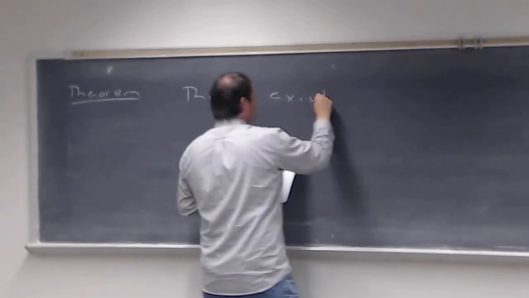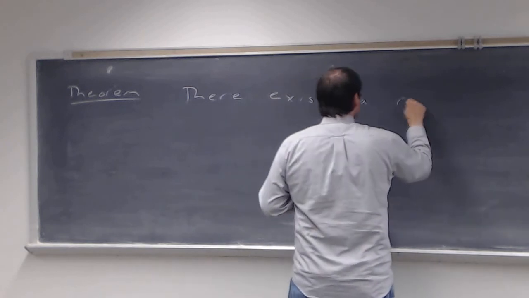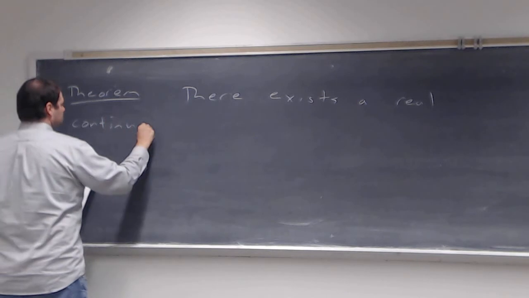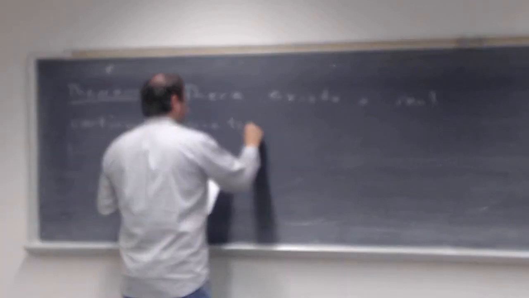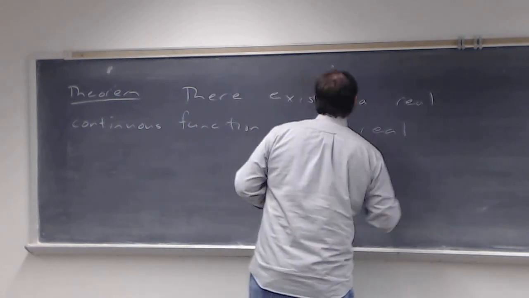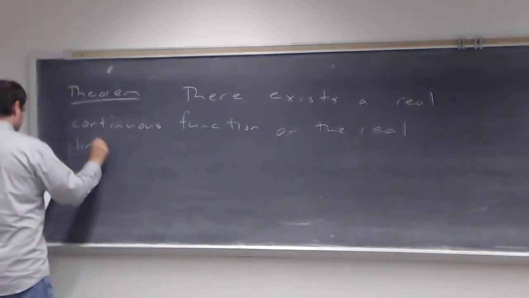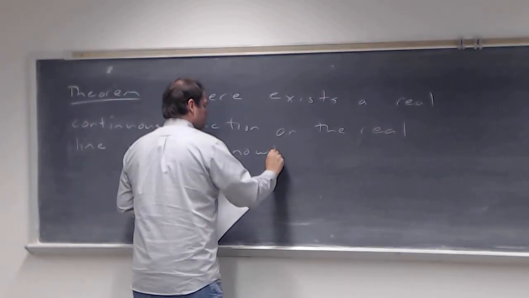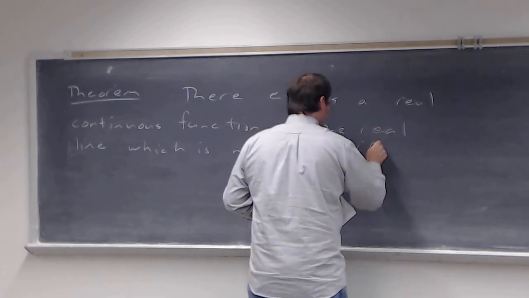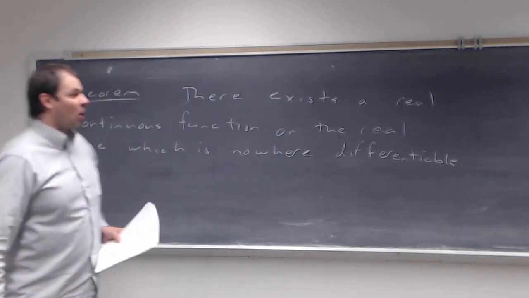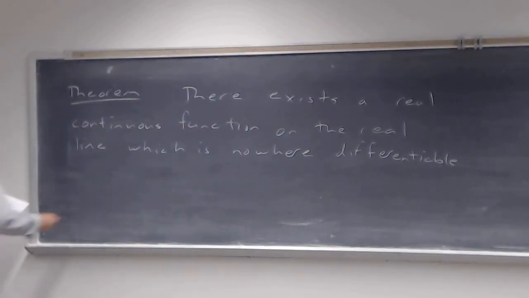Theorem. There exists a real continuous function on the real line which is nowhere differentiable. In my opinion, this is a little bit remarkable. Here's the proof.